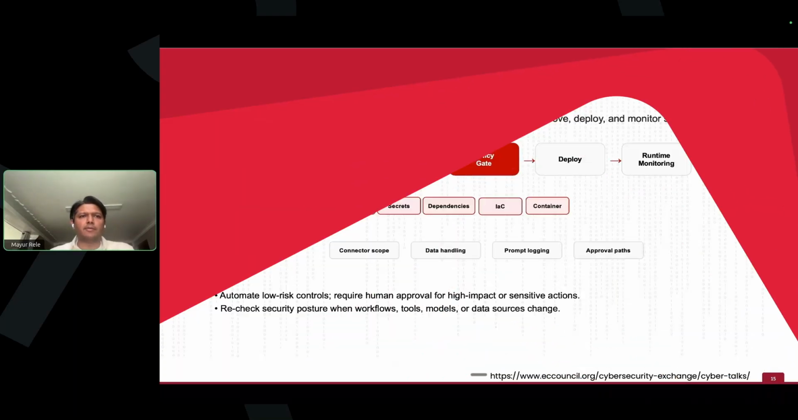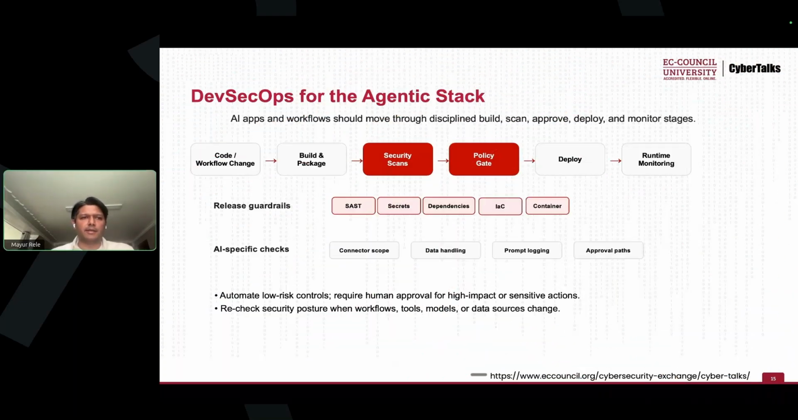So this is an example of a DevSecOps agentic stack. Code change in GitHub, build and package, make sure you are putting security scans in place, you have a policy gate, and then you're deploying and you have runtime monitoring. There are a lot of products which can do runtime monitoring. Normally, you are deploying code in EC2 or containers in Kubernetes. I think there are products like CloudFence and Lacework which can do runtime monitoring and see if there are any issues with the containers.